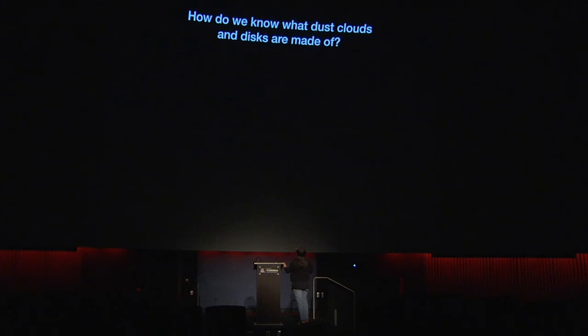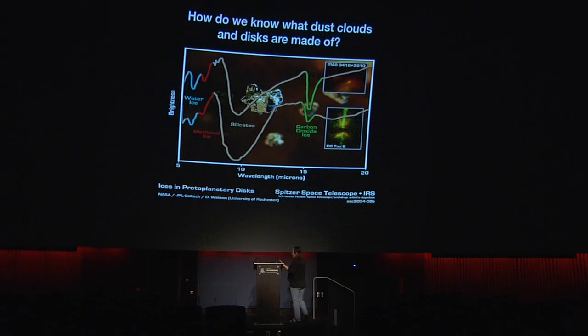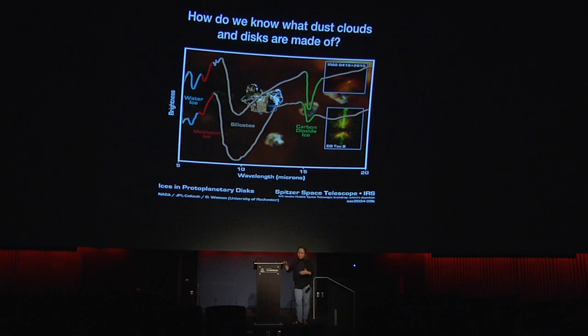So this will move on to the dust clouds and disks. What are they made of? How do we know? We image it. We know the size. We can measure the angle of the disk. Sometimes it's tilted. But if we disperse the light from the disk, we can actually see in infrared what they are made of. Here's wavelength, and here's brightness. And there are some features. These are chemical fingerprints. Some of them are water ice. They appear here. Methanol ice, silicates, and carbon dioxide ice.